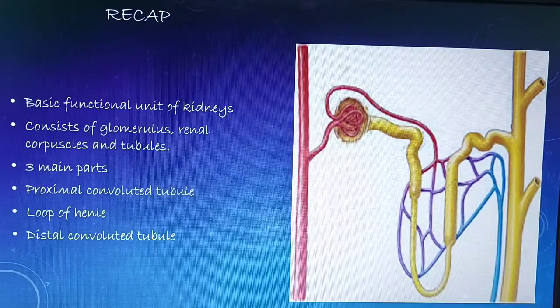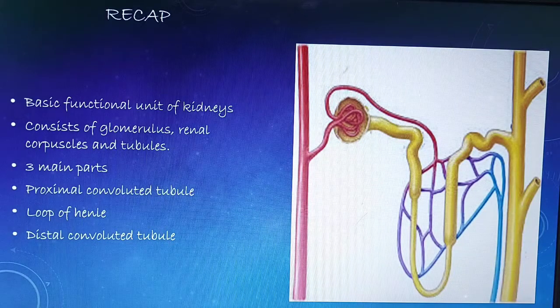So now let us have a recap of whatever we had seen in this video. We saw that nephrons are the basic functional unit of kidneys. They consist of glomeruli, renal corpuscles and tubules. And the renal tubule has three parts. The first is proximal convoluted tubule. It is called proximal as it is close to the tubule and convoluted as it is folded. This reabsorbs potassium, 65% of sodium chloride and water, 100% of amino acids and glucose, and 90% of bicarbonate. And this secretes uric acid and organic acid.